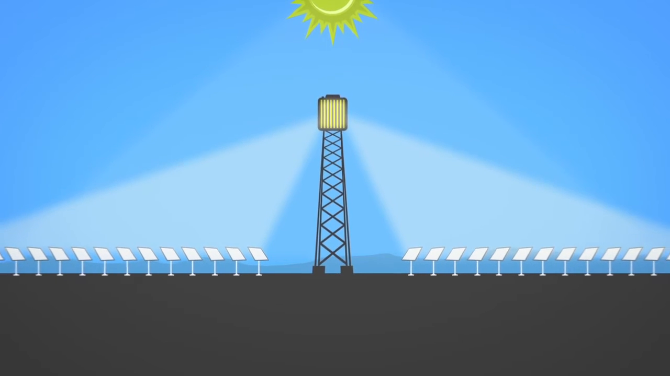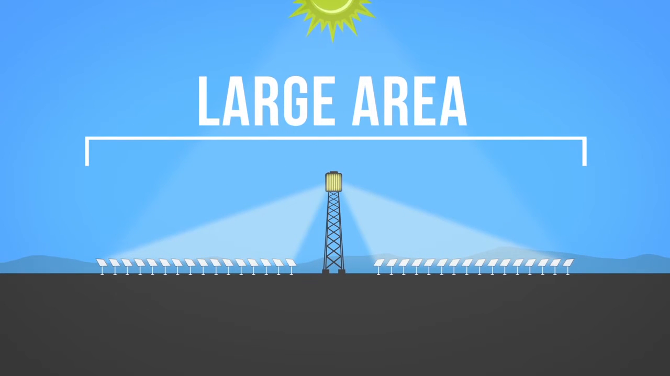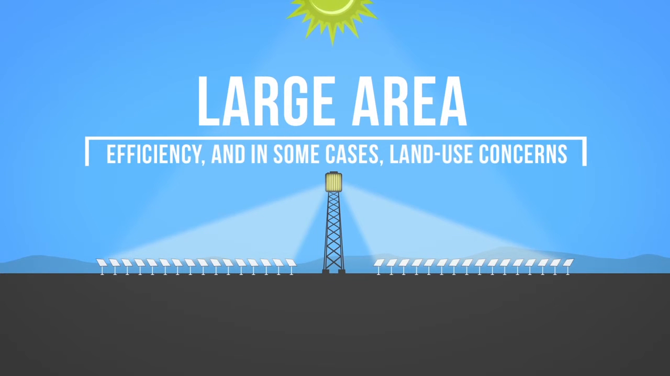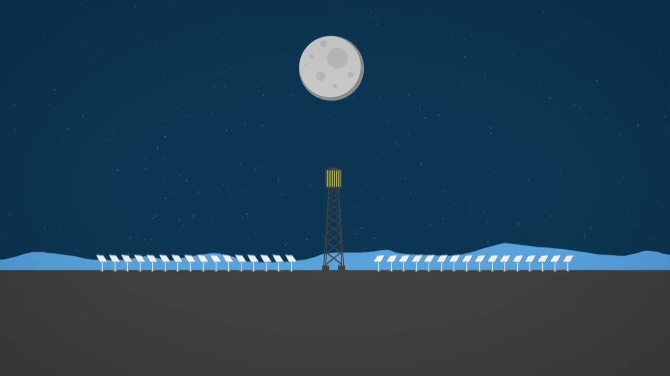However, the nature of sunlight can cause problems for the use of solar thermal systems. Sunshine is not a very concentrated energy source, so it can take a large area to make a reasonable amount of energy, raising efficiency and in some cases land use concerns. Sunshine is also intermittent, and its availability is dependent on location and time.